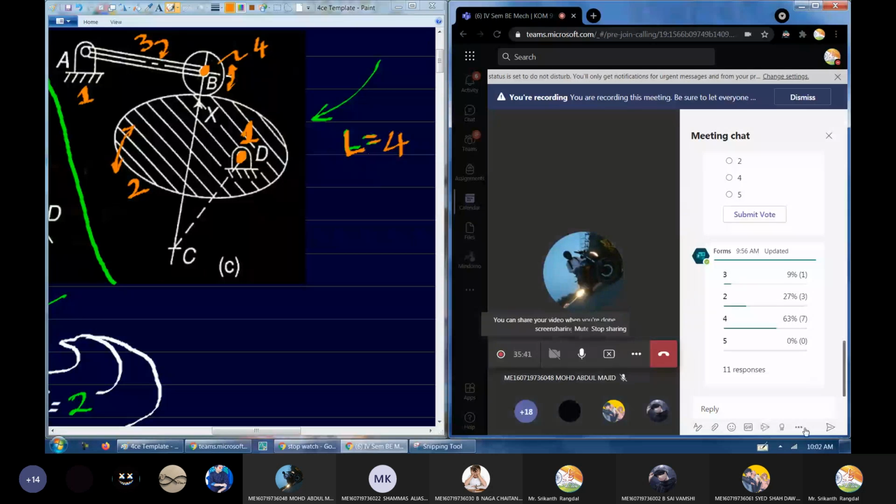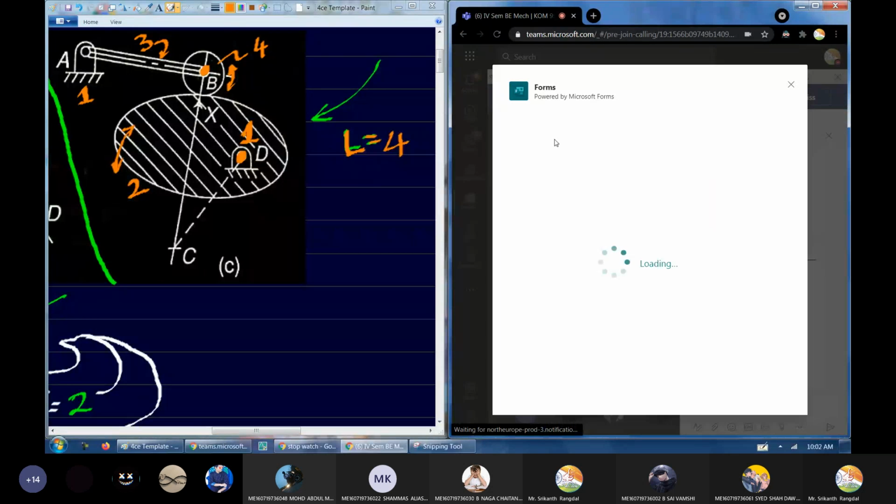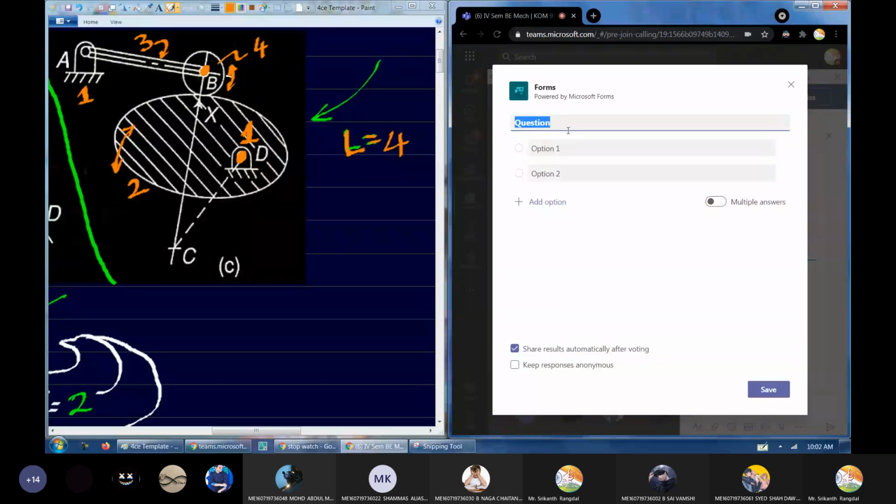Now let me create another poll, and this time this will be for the number of joints. Okay, so let me make it binary joints and half joints. Okay, both these you have to answer. Binary joints and half joints.